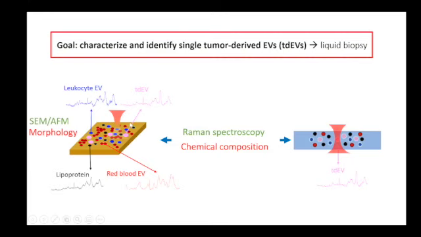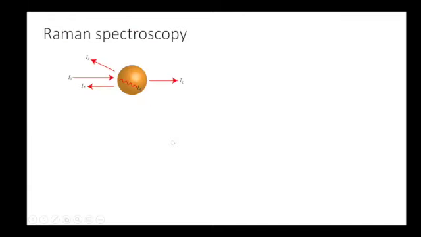Because we already had the vesicles captured here, we also tried scanning electron microscopy and atomic force microscopy, just to look at the morphology and size, as this platform made it possible to image the vesicles with different modalities. But first I will explain a little bit about what Raman spectroscopy is.